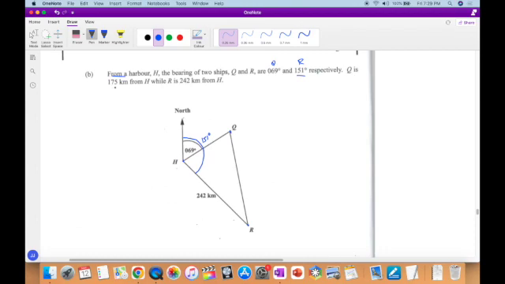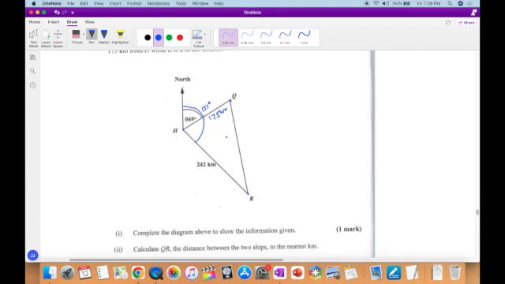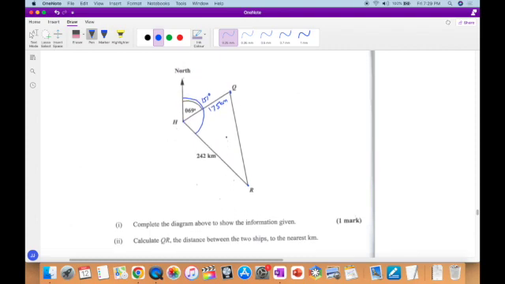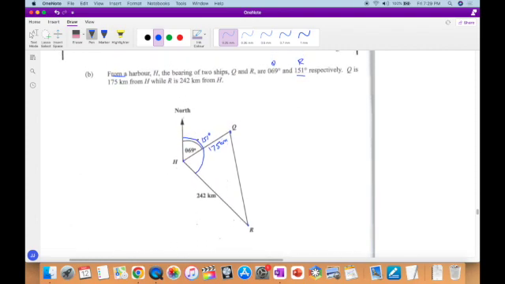Q is 175, so from H, this line here is 175 kilometers, right? While R is 242, from H. Complete the diagram above to show the information given. So we showed the missing bearing. And of course, you could have drawn it inside. You could have drawn the 151 here. But I have a reason why I draw it so big on the outside. You'll see just now.